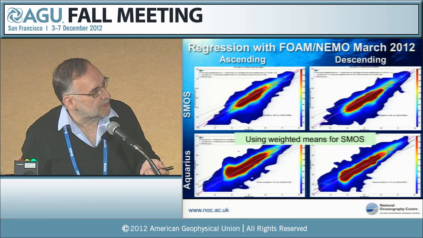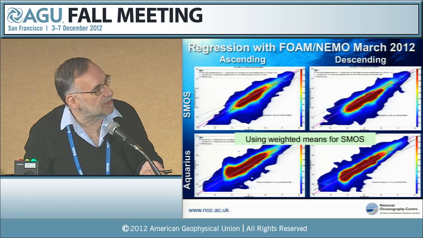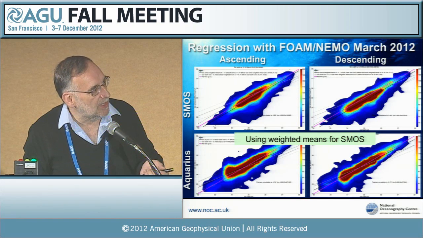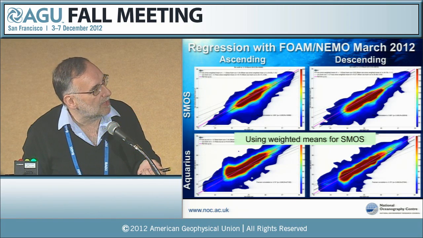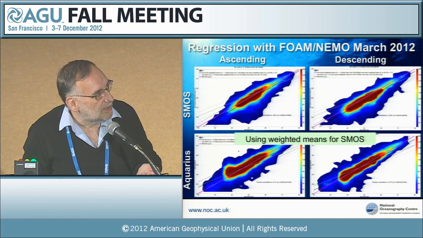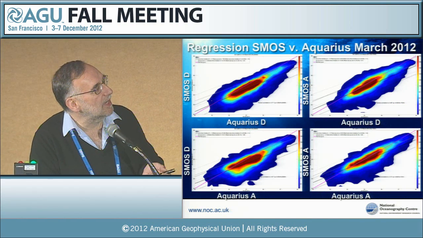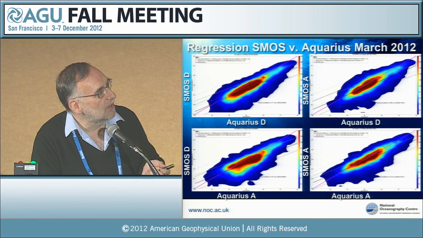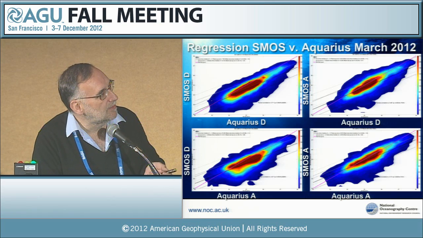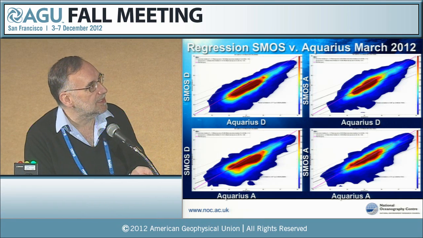And this is if we do the same thing for weighted means. So if we weight the SMOS averaging by the retrieval error that you get out of the iterative algorithm, you do get a slight improvement, but not a huge amount. And this is comparing Aquarius directly with SMOS. And again, there are differences, but overall, we're reasonably confident that we're measuring the same thing, although, again, there are differences between descending and ascending passes.